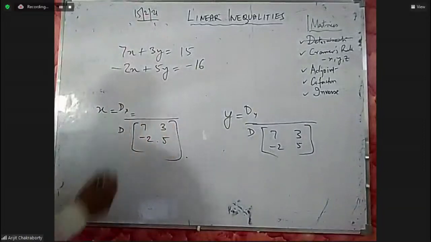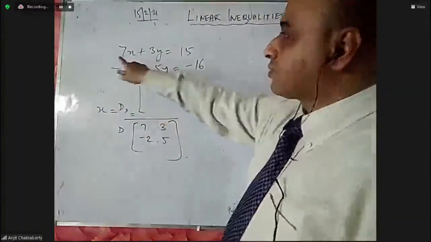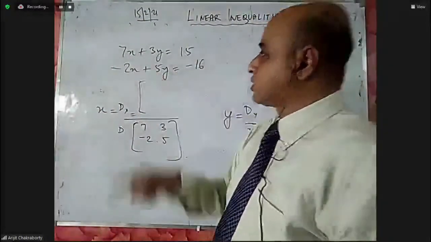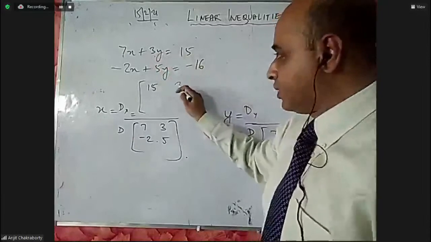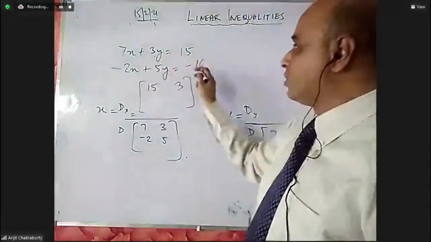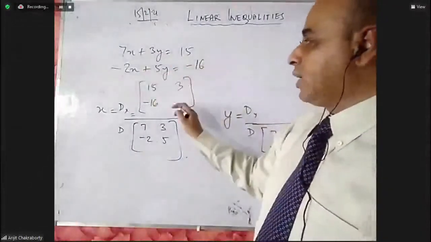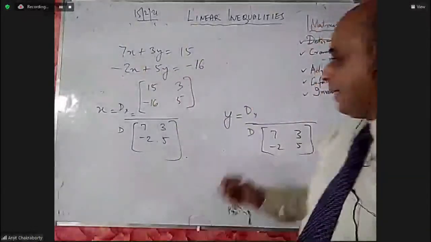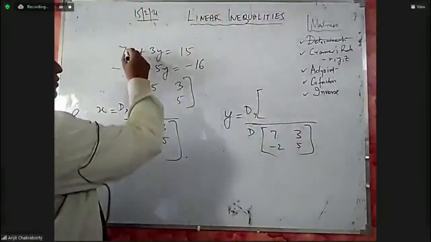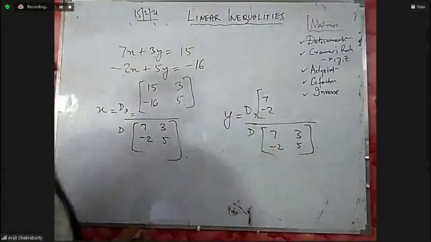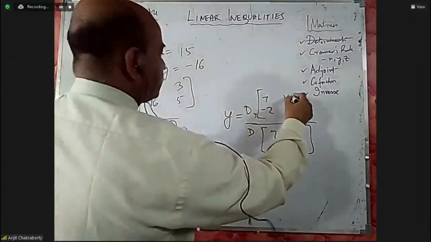So now we go to dx. Instead of the coefficient of x, we will put 15 and minus 16. So instead of 7, I will put 15. This 3 will remain as it is. Instead of minus 2, I will put minus 16, and 5 will remain as it is. This is dx. Now, friends, we move to dy. The same rule applies, and 7 and minus 2 remain as they are because they are the coefficients of x. But instead of 3 and 5, we will put 15 and minus 16.